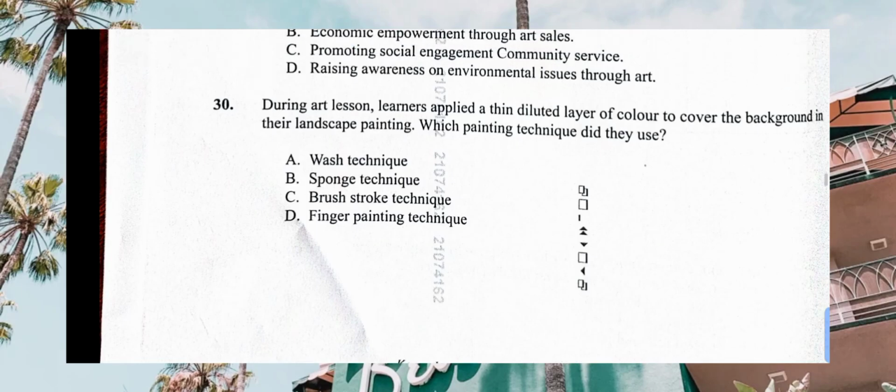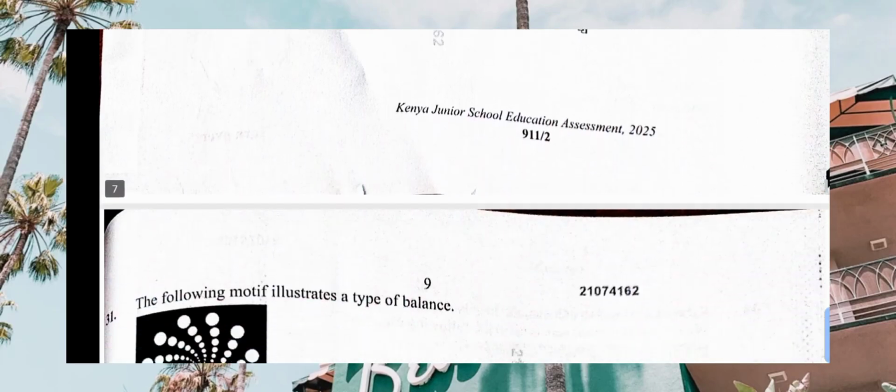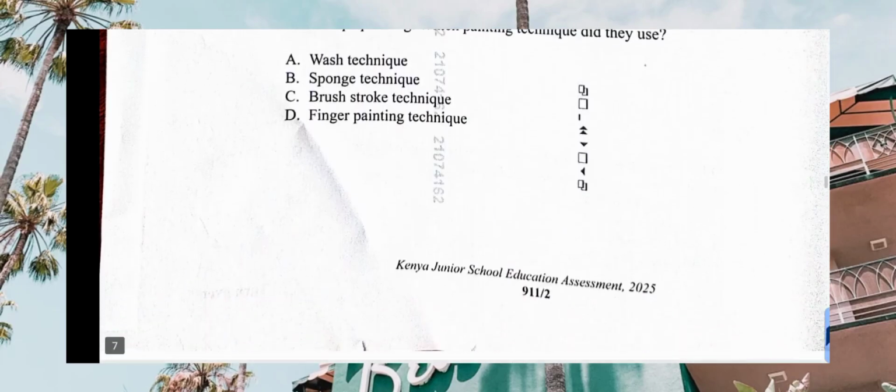Correct there. Then during art lessons, learners applied a thin diluted layer of color to cover the background in their landscape painting. Which painting technique did they use? Thin diluted layer, that one will go to wash technique, wash. We have wash, yes. The correct answer is A. Which number is that? Number 30.